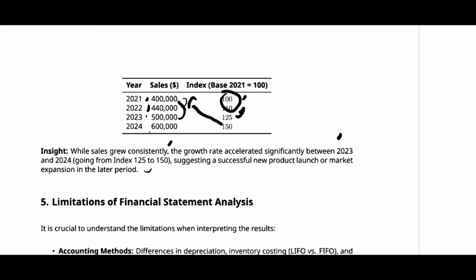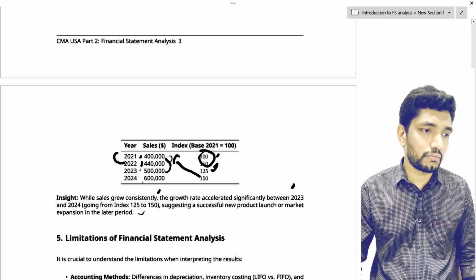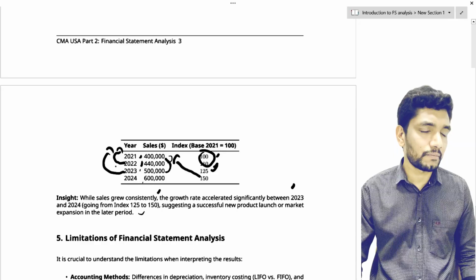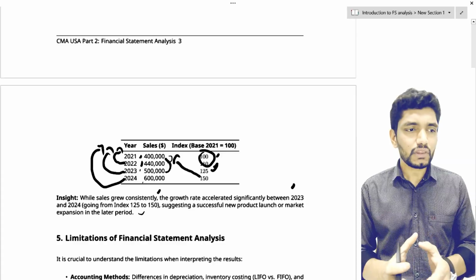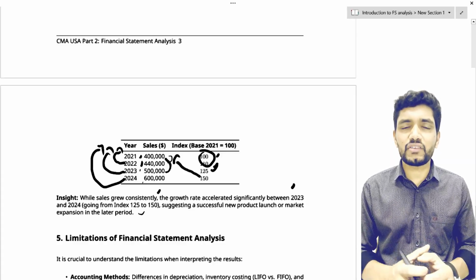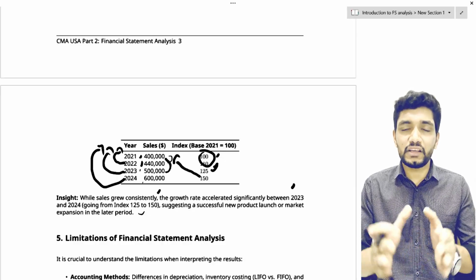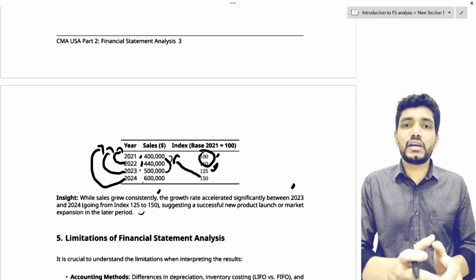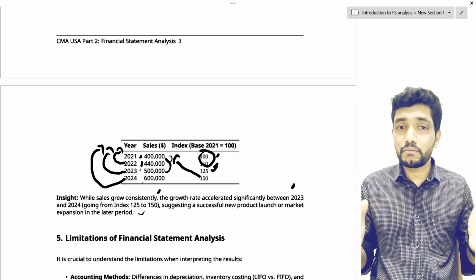So how can we easily interpret how much percent it is compared to the base year? 2022, expressed as a percentage of the base year; 2023, also expressed as a percentage of the base year; 2024, also expressed as a percentage of the base year. So in the index or trend analysis, the base year value is expressed as 100% and the corresponding year's value is expressed as a percentage of the base year value.